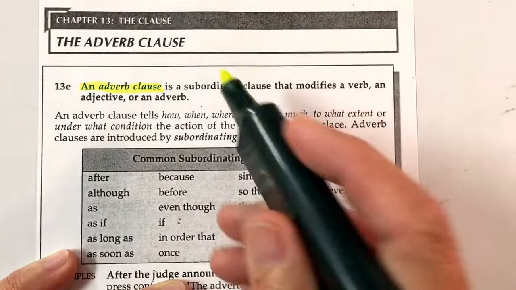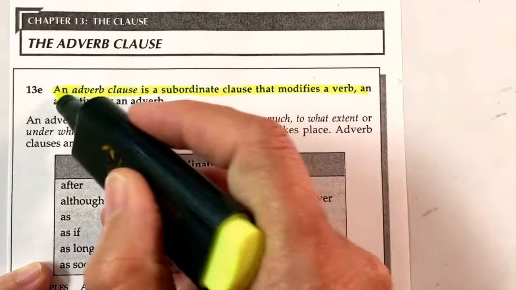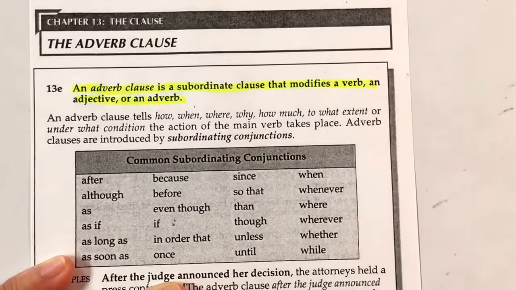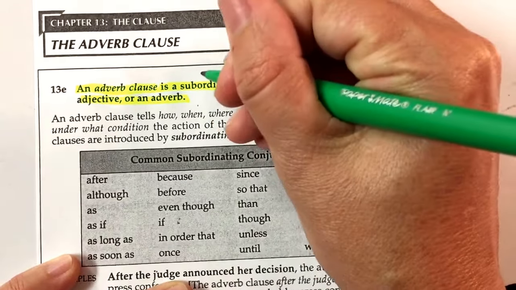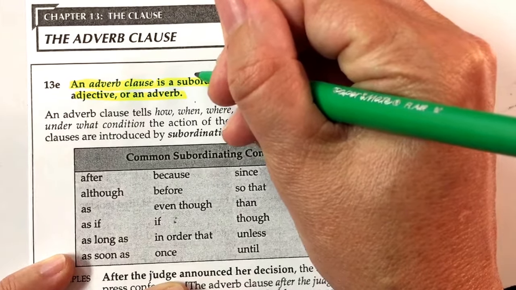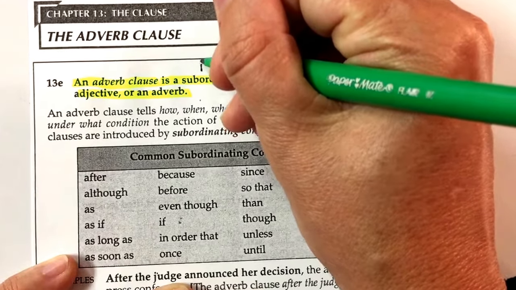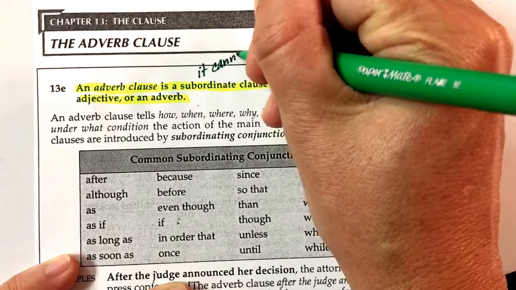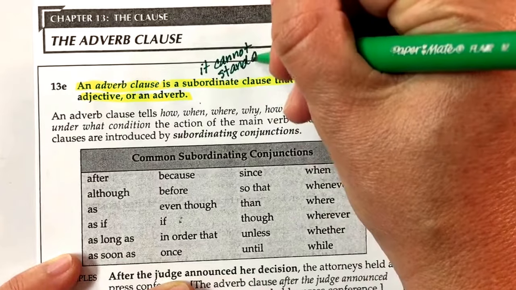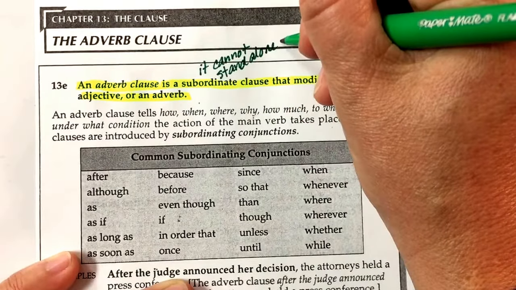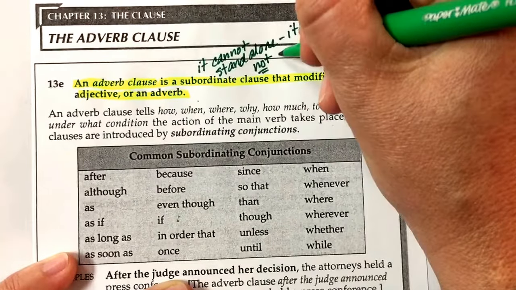An adverb clause is a subordinate clause that modifies a verb, an adjective, or an adverb. Now I'm going to talk about what subordinate means. Subordinate means that it has to be attached. It means it can't stand alone, okay? I'm going to write, it cannot stand alone. So what I mean by that is that it is not a complete sentence.